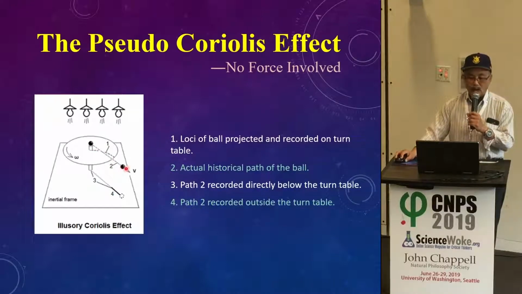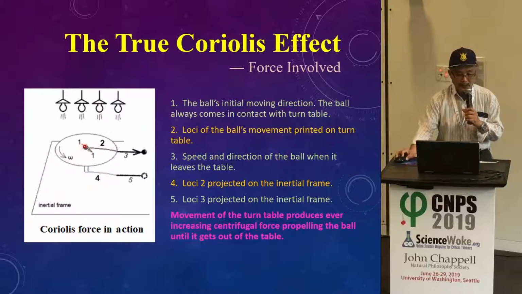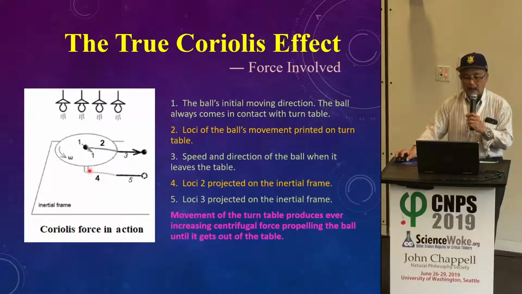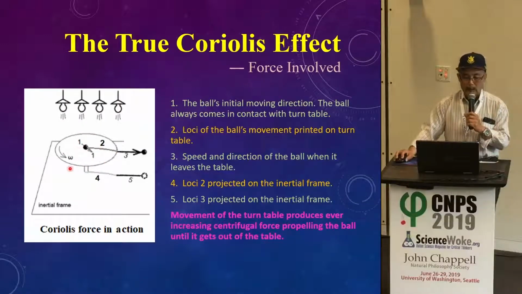But this ball and its velocity has no acceleration. But now, this ball's movement, until it gets out, is influenced by the rotation of the turntable. So this projection is the true projection or true record of this ball, expressing the influence by the turntable.